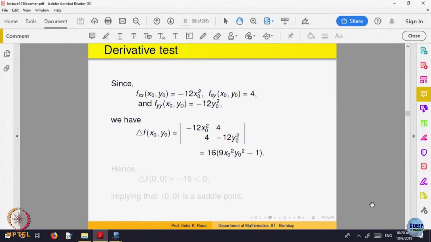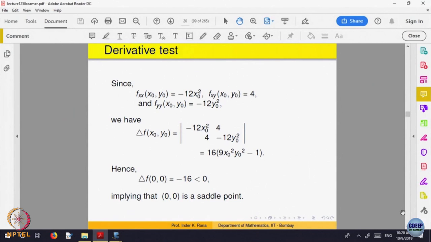Let us look at the point (0,0), when x is 0, y is 0. These two terms are 0. That gives you a negative term, minus 16. So directly you can say (0,0) is a saddle point, since the discriminant is negative. This is a computational application of the test.